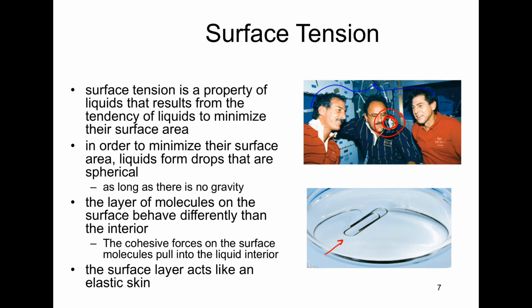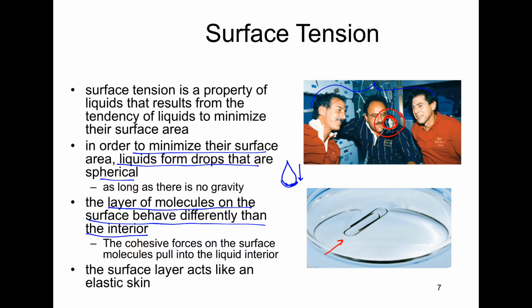So in order to minimize their surface area, liquids form drops that are spherical. Okay, so as long as there's no gravity. If there's gravity, we see droplets like this, because gravity is pulling down on it, so there's more mass at the bottom than there is at the top. This happens because the layer of molecules on the surface behave differently than the interior.